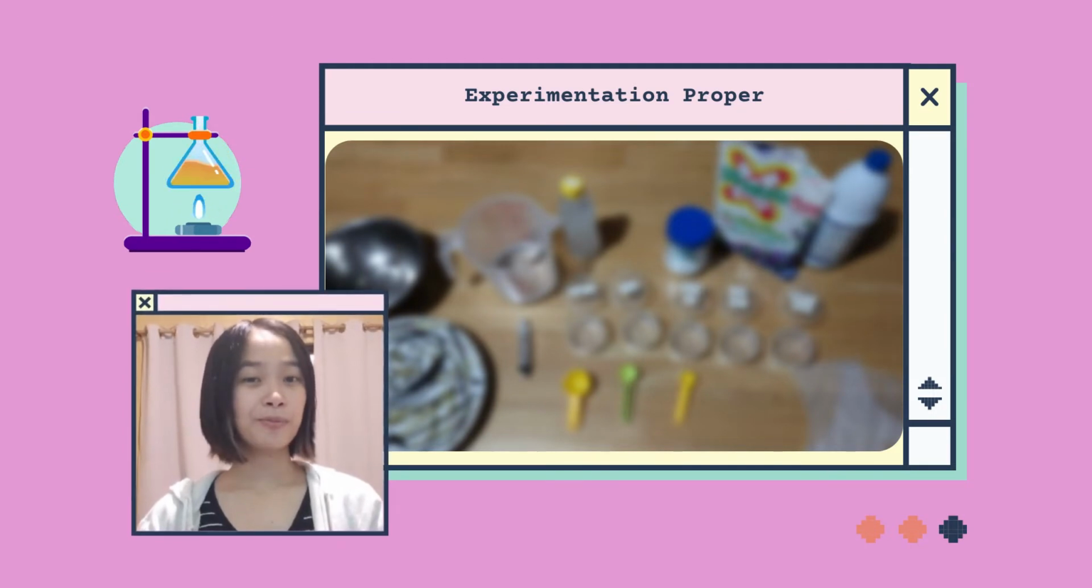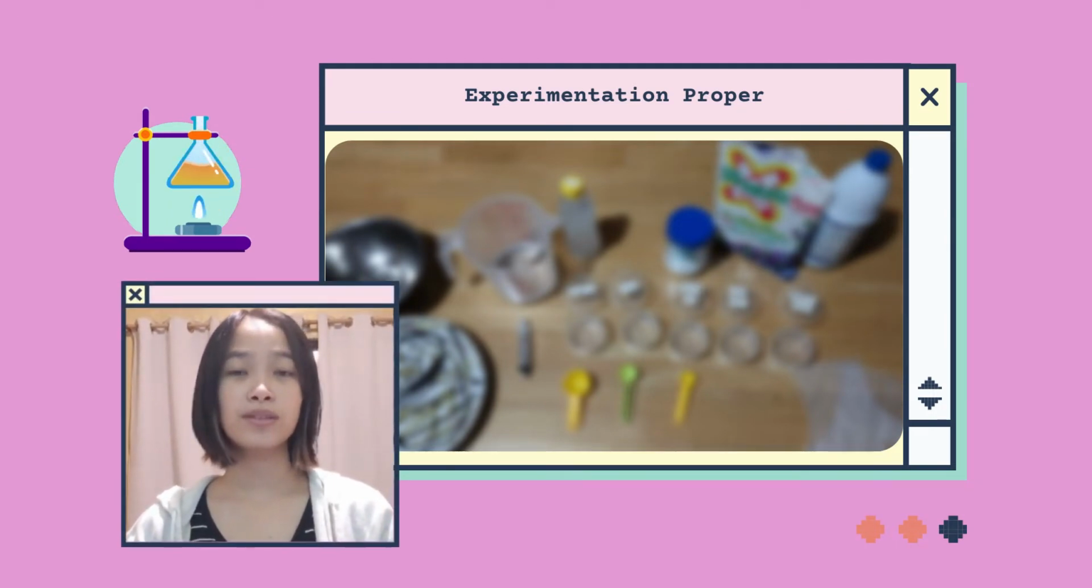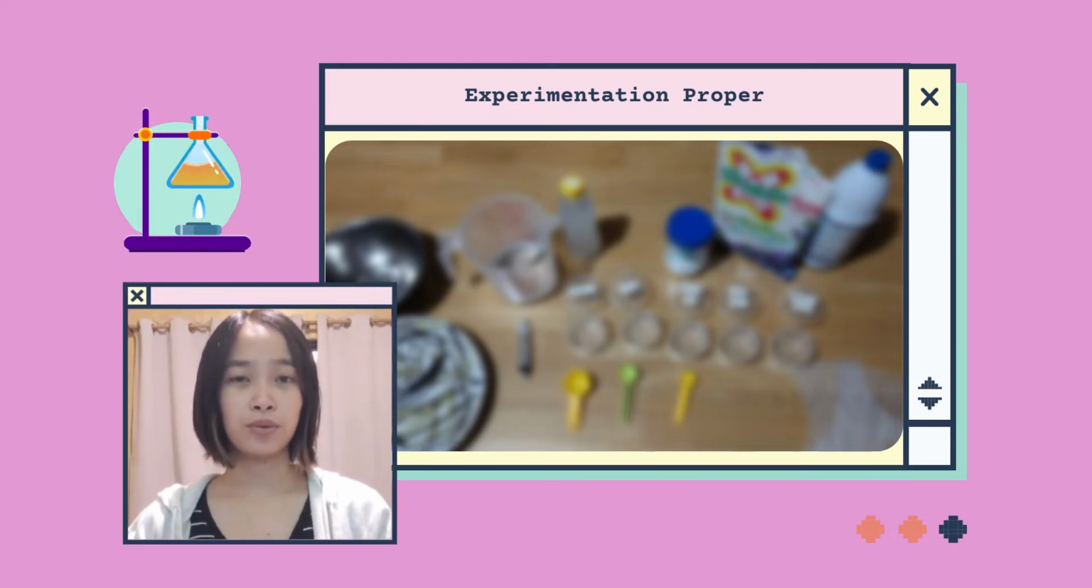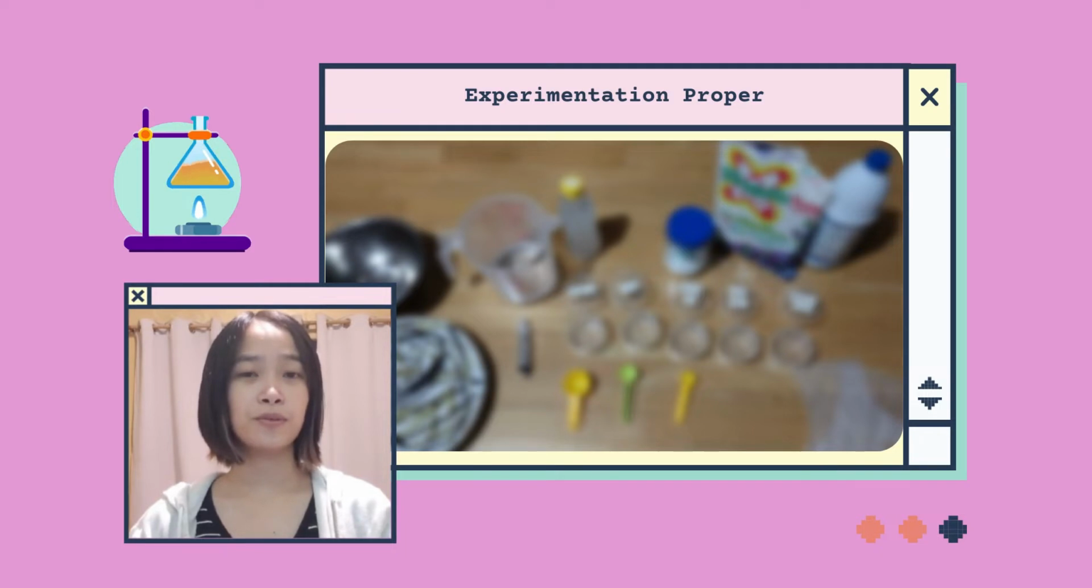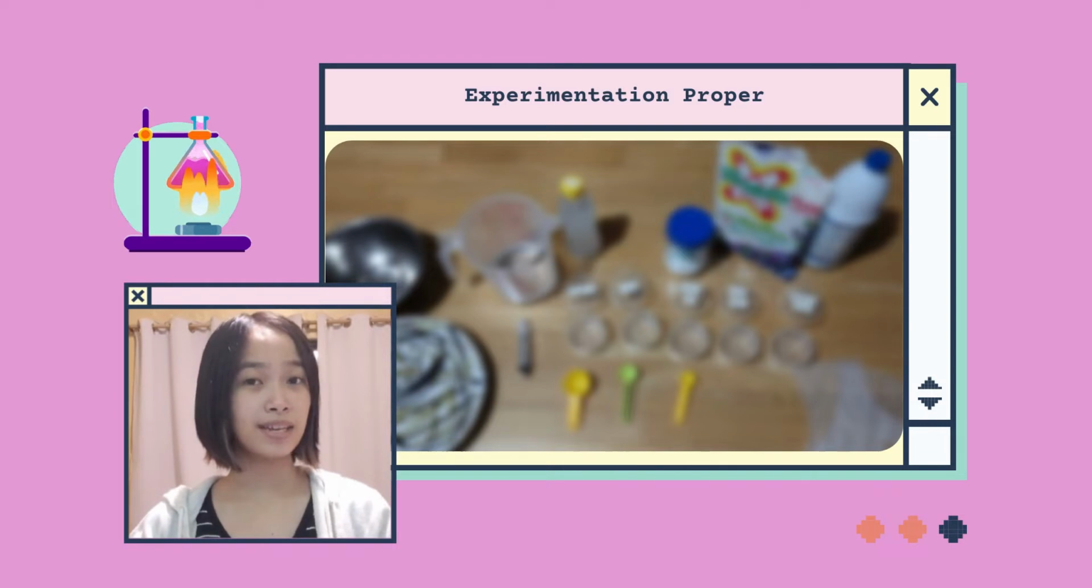Next is to prepare the materials needed. For the samples, we are going to test 5 drops of liquid bleach, a dash of soap powder, 1/2 teaspoon of baking soda, 2 tablespoons of vinegar, and lastly, 1 teaspoon of water. The color change will determine whether they are acidic, basic, or a neutral solution.